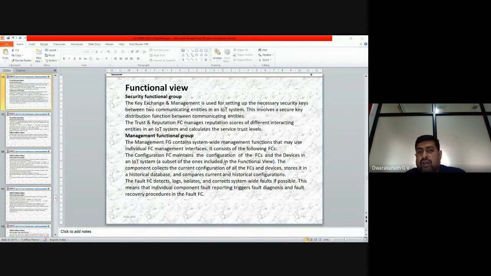The configuration functional component maintains the configuration of the functional components and the devices in an IoT. The component collects the current configuration of all the functional components and devices, stores it in a historical database, and compares the current and historical configurations. This is very important in management: how we can upgrade ourselves, whether our project is scalable or not. I can say, I have used one particular sensor and one functional component; adding up of functional components is also a very important thing.